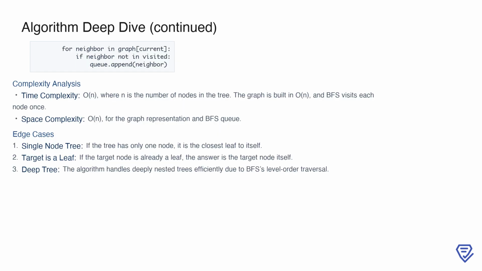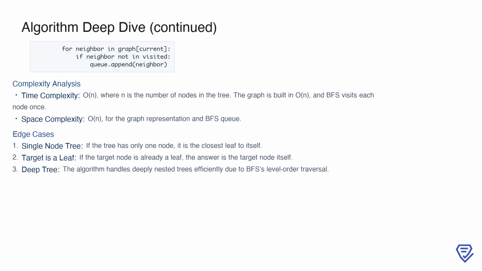To complete the BFS, we loop through the neighbors of the current node. For each unvisited neighbor, we add it to the queue, ensuring that we expand our search outward from the target node. This guarantees that the first leaf node we encounter is the closest.